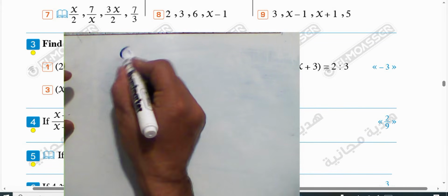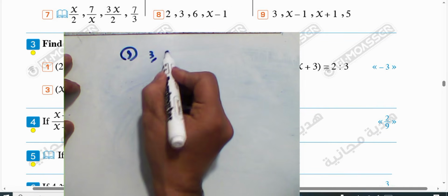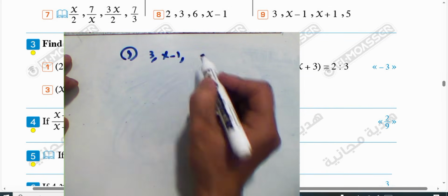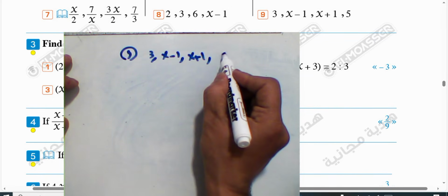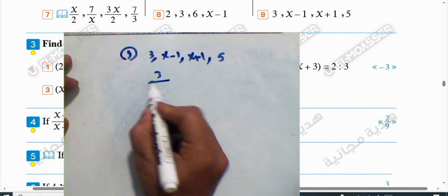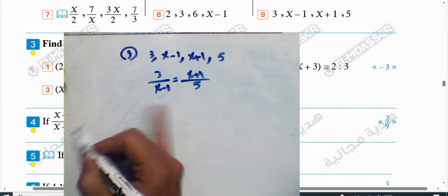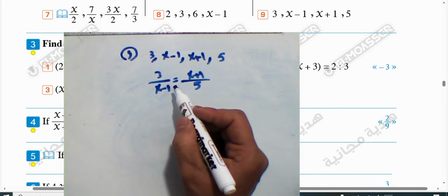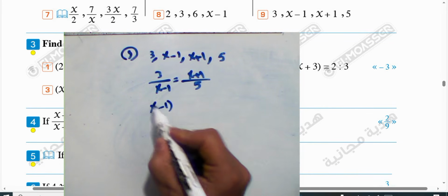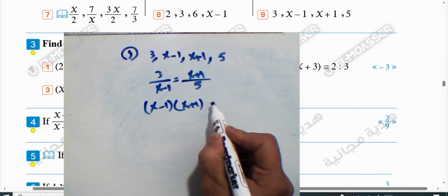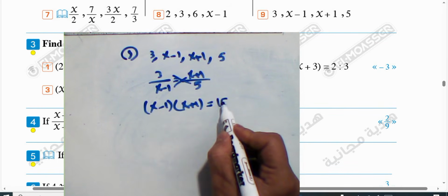Next question, number 9. 3, x minus 1, x plus 1 and 5. 3 over x minus 1 will be equal to x plus 1 over 5. Now the product of extremes equals the product of means. X minus 1 multiplied by x plus 1 equals 3 times 5, which is 15.